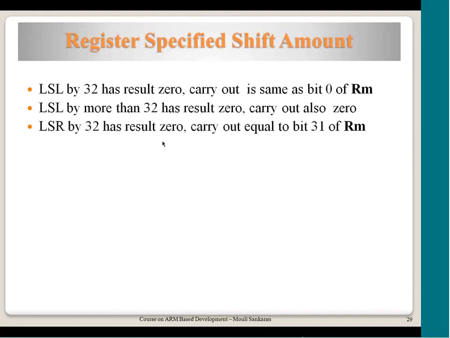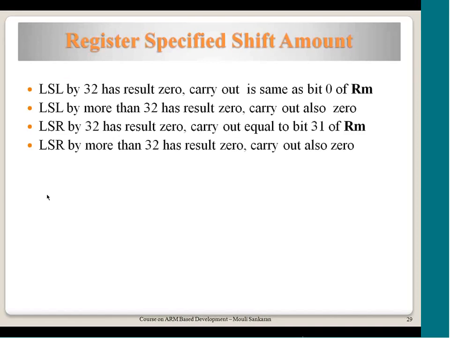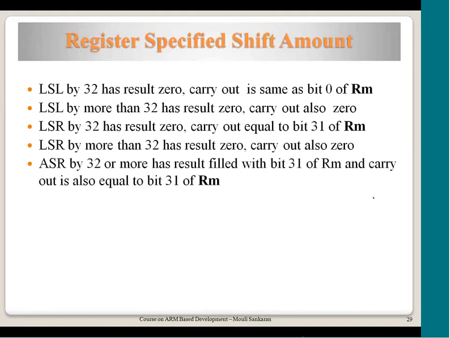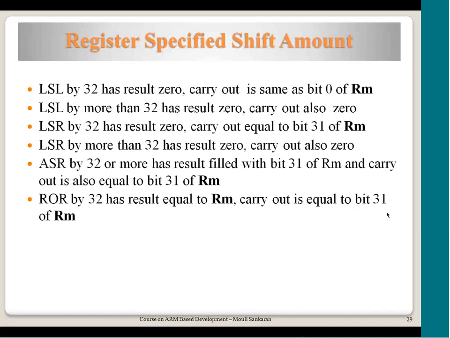LSR 32 has a result 0, with the carry coming out of bit 31 of RM, and it will set the carry based on whether you have put S or not in the instruction. LSR is the same as LSL, only thing is all will be 0. ASR will have the sign bit extended through all the bits, and the carry will also be based on the MSB being set or not. You will have a carry bit set or not based on the S flag also. Rotate right is the same thing, but it works for more than 32 times.